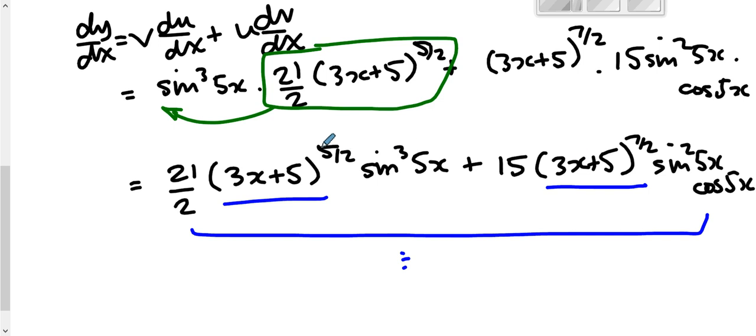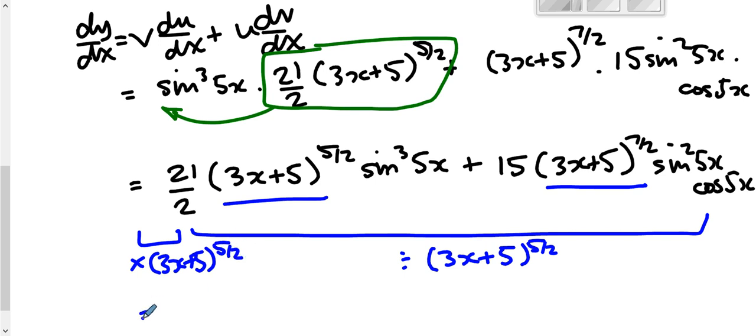That's the one with the lower power, and it's 15 over 2, because 5 over 2 is 2.5, and 7 over 2 is 3.5. So I'm going to divide the whole lot by (3x plus 5) to the 5 over 2, but I'm also going to multiply by it at the front to compensate. So let's do that. I'm going to write (3x plus 5) to the 5 over 2, so that's this thing here.